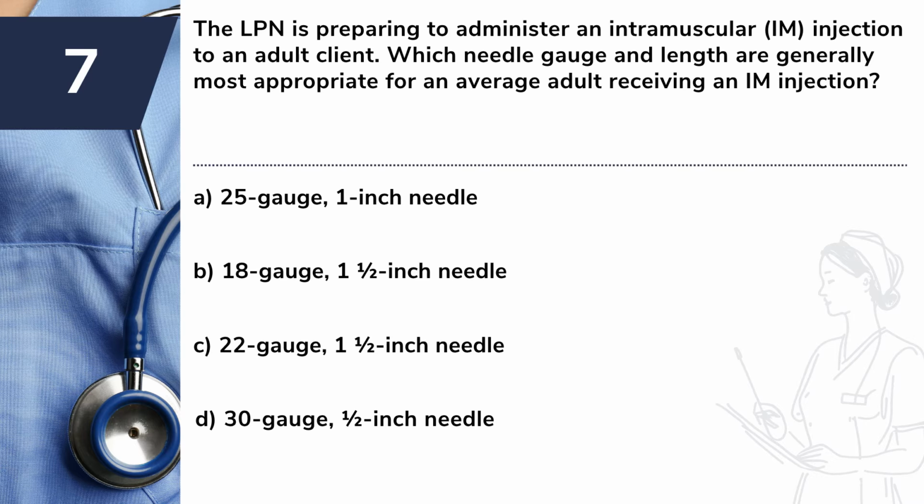Question 7. The LPN is preparing to administer an intramuscular injection to an adult client. Which needle gauge and length are generally most appropriate for an average adult receiving an IM injection? A. 25 gauge, 1-inch needle. B. 18 gauge, 1.5-inch needle. C. 22 gauge, 1.5-inch needle. D. 30 gauge, 1/2-inch needle.